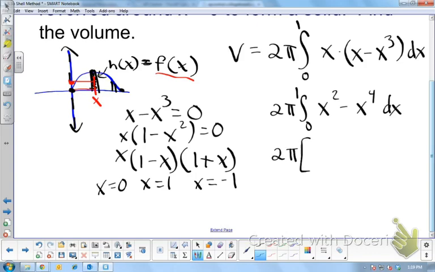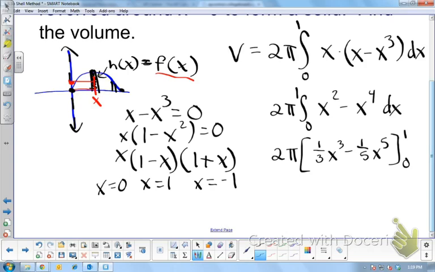Now I can actually integrate using the anti-power rule. So what will my integral be? It would be 1/3 x cubed, or x cubed divided by 3, same thing. That's what I do. And 1/5 x to the fifth, evaluated from 0 to 1.